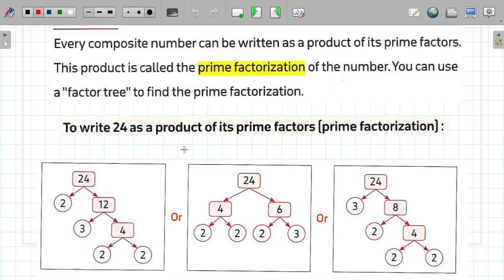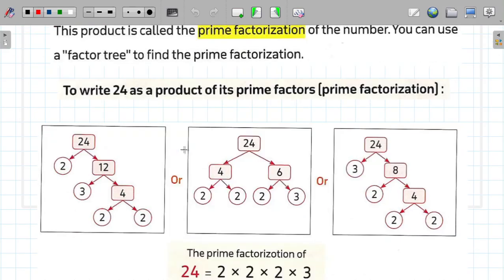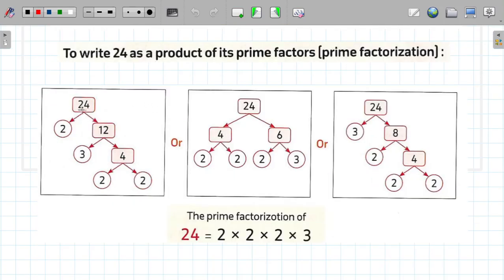Okay, so I have three forms as a prime factorization for this number. The first one here, I have 24, and 24 equals 2 by 12, but 2 is prime and 12 is composite, so I will factorize 12 again. So 12 is 3 by 4. 3 is prime and 4 is composite, so I will factorize 4. 4 is 2 by 2. So the prime factors here are 2 by 2 by 3 by 2 by 2.